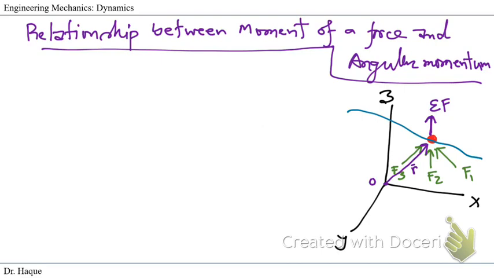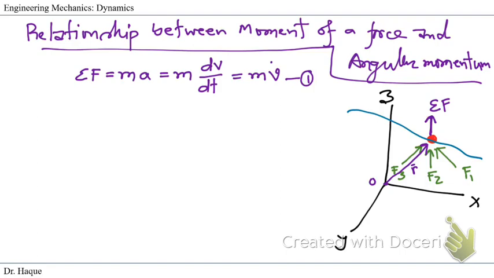So to develop the relationship, we need to start with the equation of motion that we have learned, F equals ma. Since it's a resultant force, we write summation of force equals mass times acceleration, and we can write the acceleration as dv over dt, the change of velocity with respect to time. In shorter form, we can write dv over dt as v dot. So this is our equation 1.